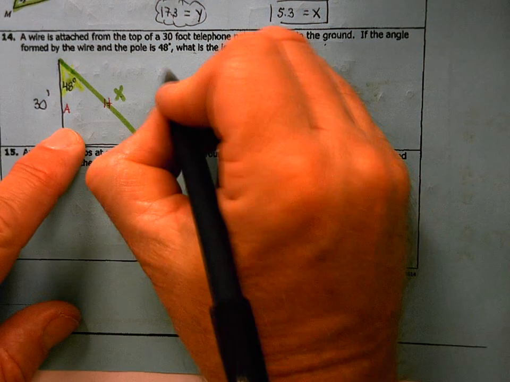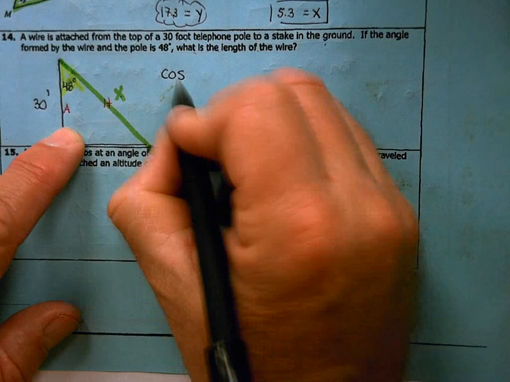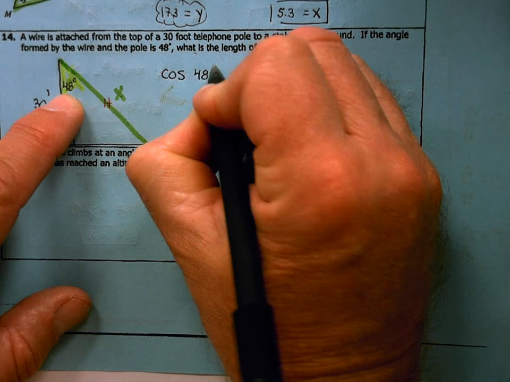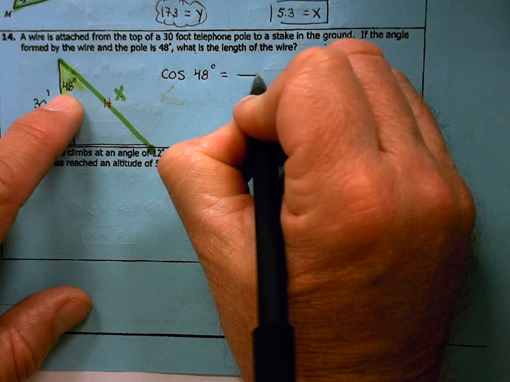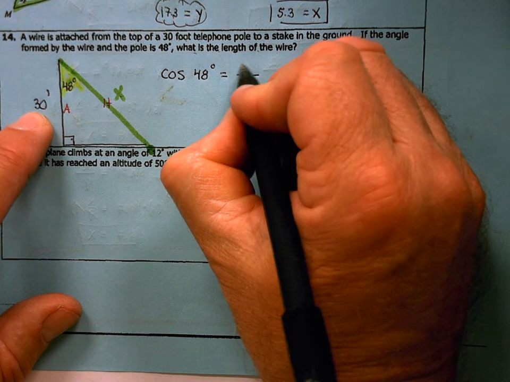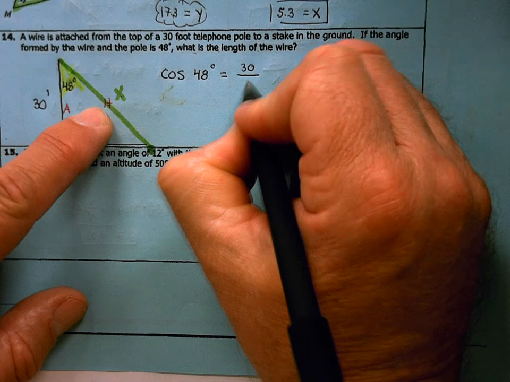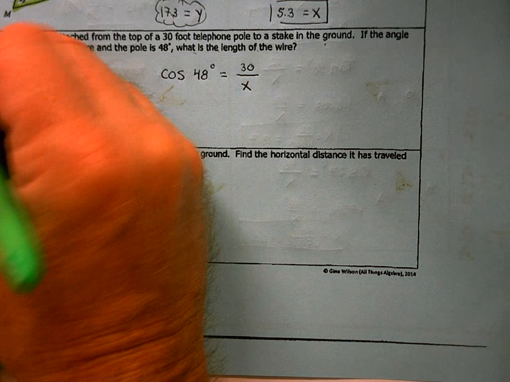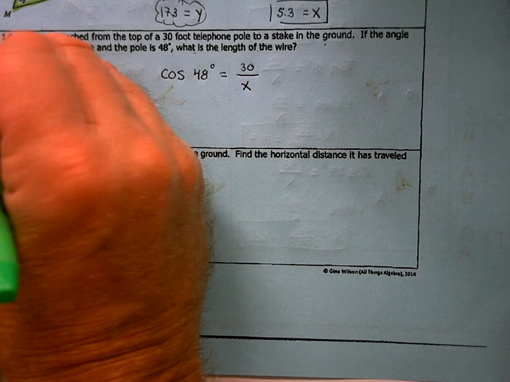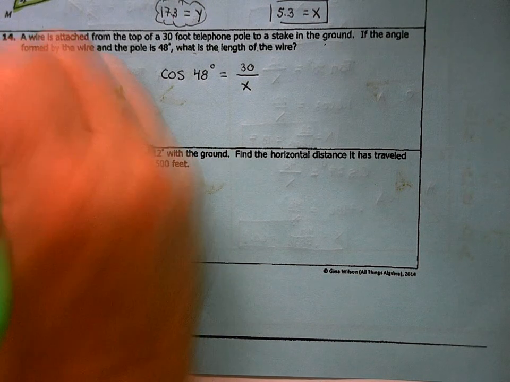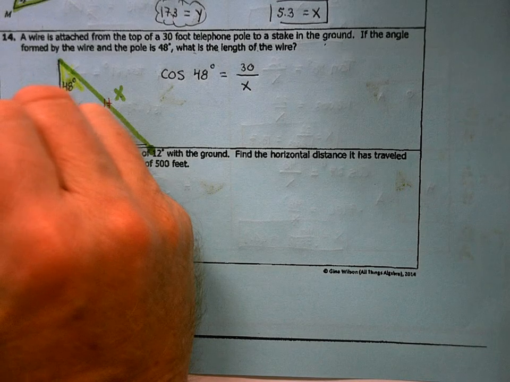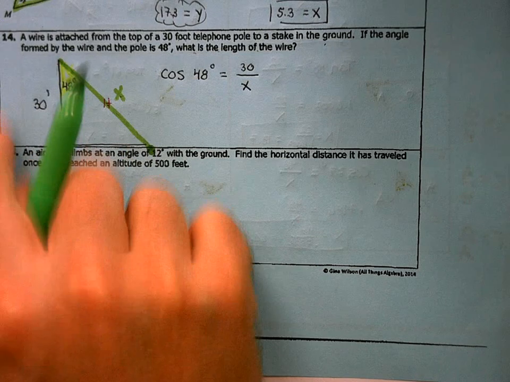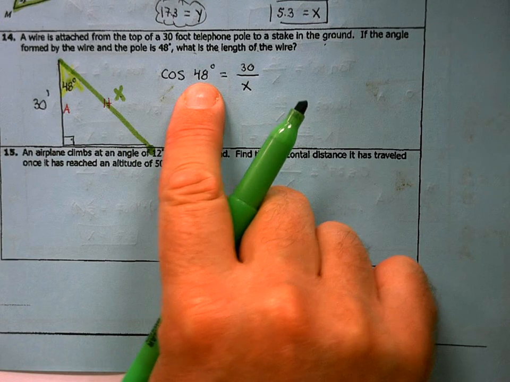So you're going to use cosine in order to solve this equation. Write that down. Then write the angle next to cosine, which is 48 degrees. Put an equal sign, and then cosine is defined as the adjacent leg, which is 30, over the hypotenuse, which is x. Okay, if you're not sure where I'm getting these from, remember I'm always referring back to SOHCAHTOA. That's always telling me which trigonometry function I use, sine, cosine, or tangent. Okay, A and H, cosine.